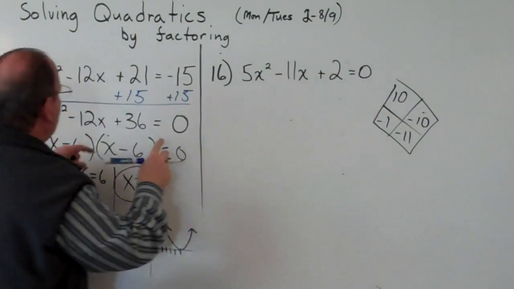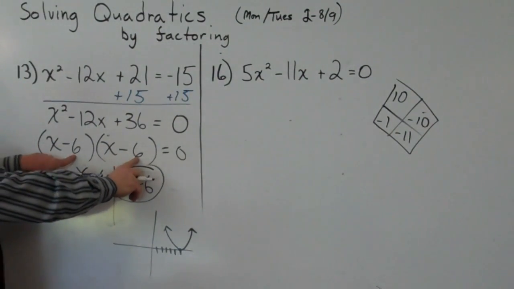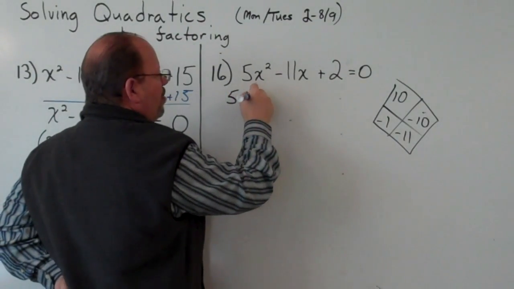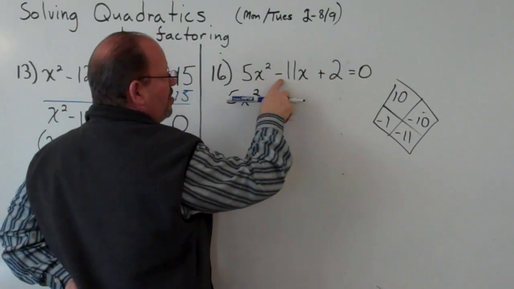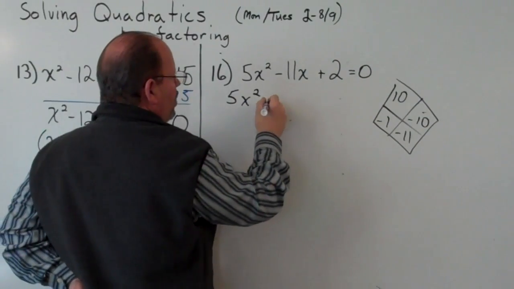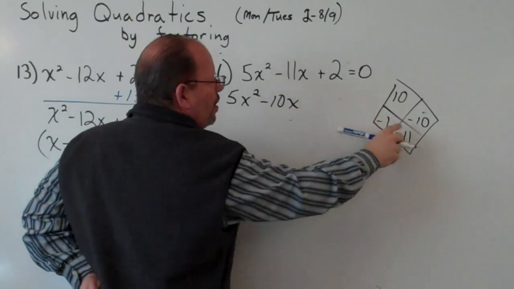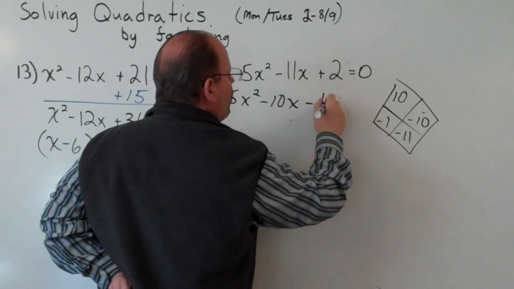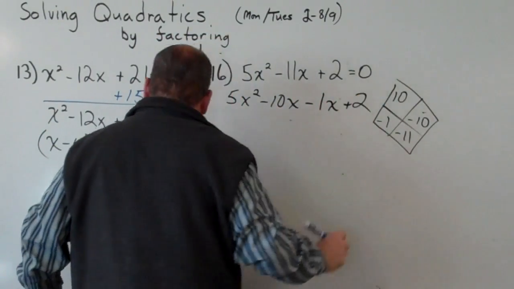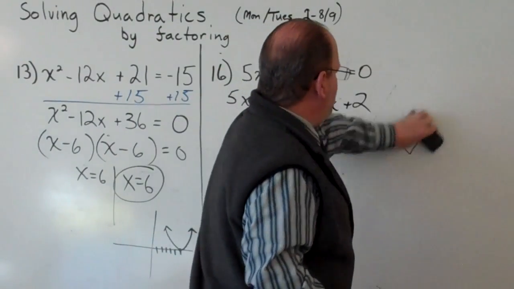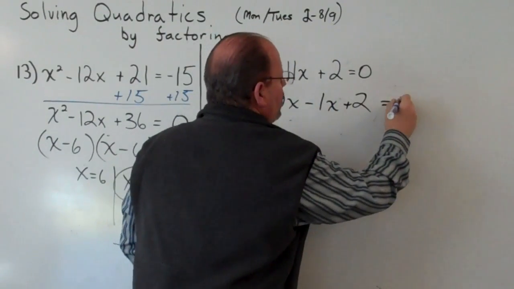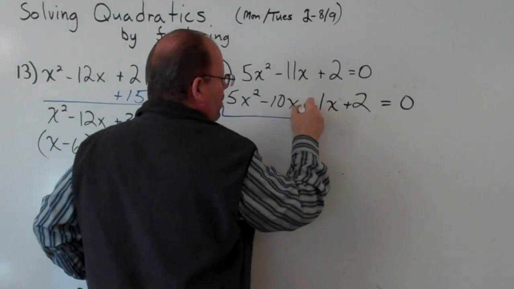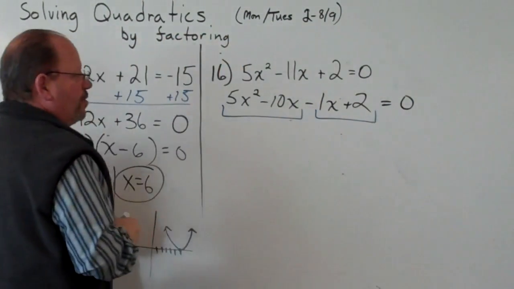But we don't split them up like this here because of this lead coefficient. What we need to do first is split this center term into negative 10x and negative 1x. And now we're going to use a grouping method to factor this.